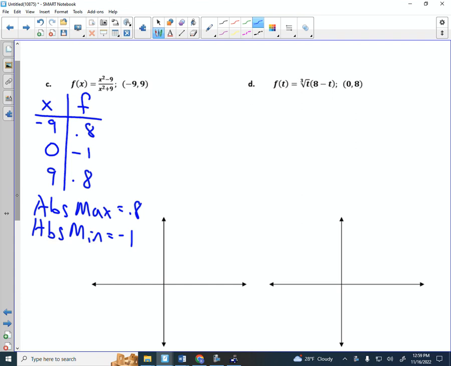I need to find the derivative of this. I know that I have a t value and I have an f value. Now my t value I'm going to check from 0 to 8, but I have to check any critical points that exist between there. Okay? So how do I take that derivative?